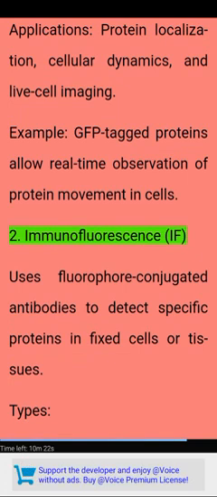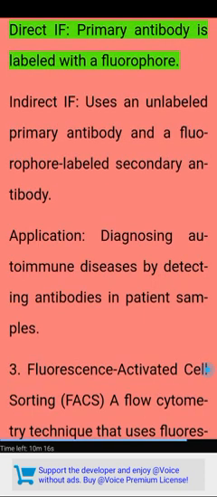2. Immunofluorescence (IF). Uses fluorophore-conjugated antibodies to detect specific proteins in fixed cells or tissues. Types: direct, where the primary antibody is labeled with a fluorophore. Indirect, which uses an unlabeled primary antibody and a fluorophore-labeled secondary antibody. Application: diagnosing autoimmune diseases by detecting antibodies in patient samples.